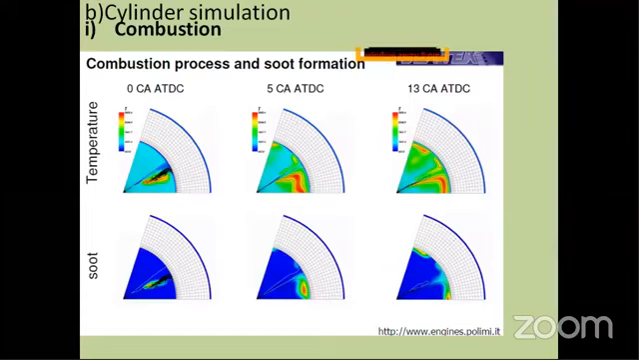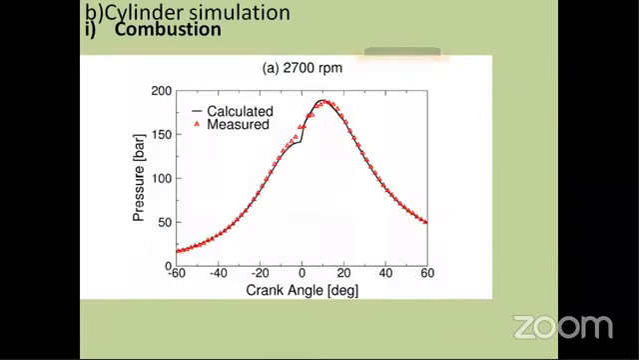We can see here the combustion process and the soot formation. Again, in the top, it is the temperature showing high temperature means what? Compression. And the bottom, it is showing the formation of the soot. So here again, in this particular paper, it has shown that the measured pressure and calculated pressure are matching.